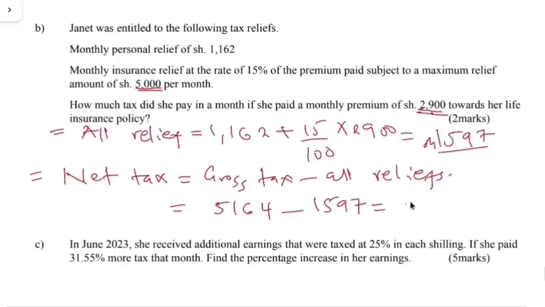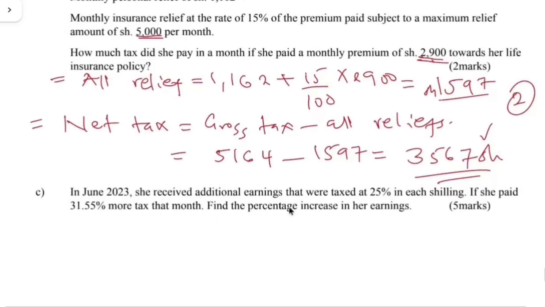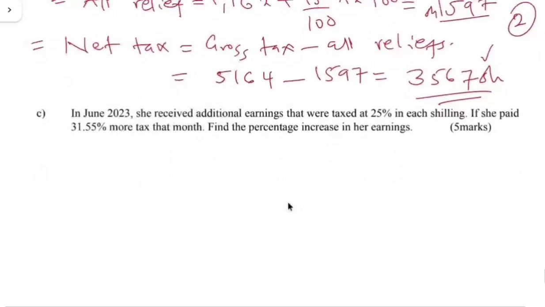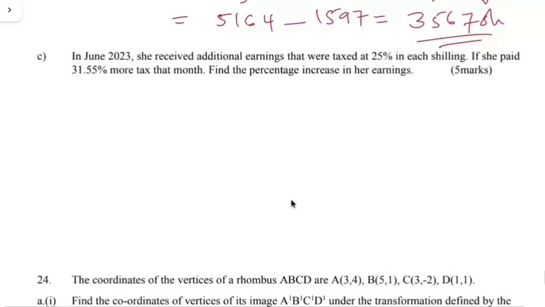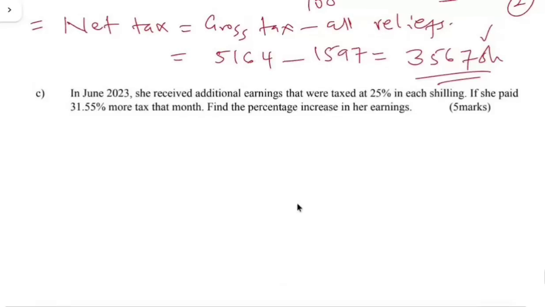Sawa paka. So 3,567 shillings. So nadhani hata 2 marks tayari pia tumpata. So you are just left with the other 5 marks, and the other 5 marks ndo hiyo question C, in which ndani una reverse taxation. Sawa paka hapo. I think yeah, kuna reverse taxation somehow. So umeambiwa in June, yeah, kunayo tayari.